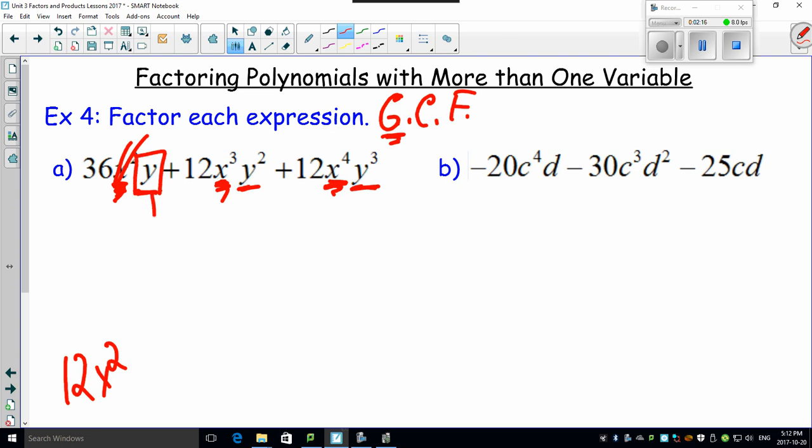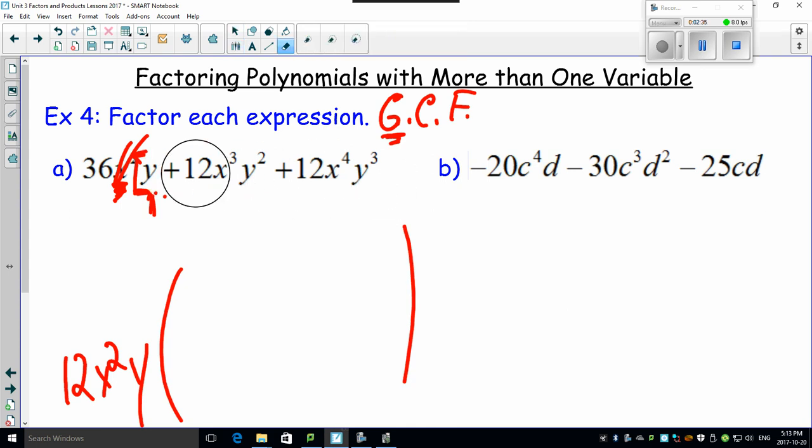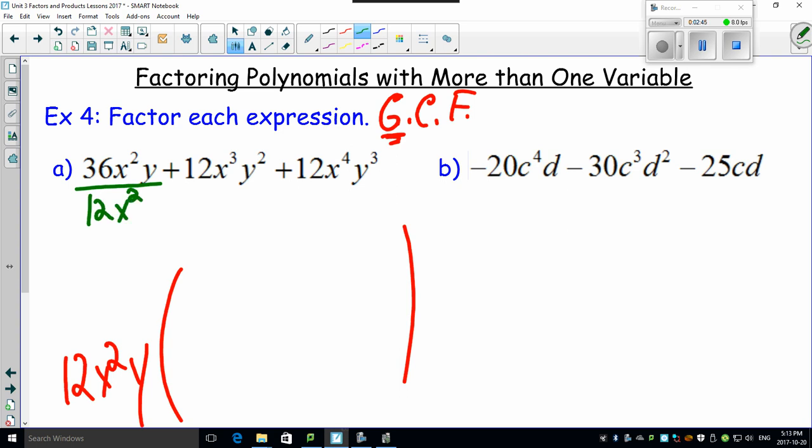You can't take out 2 from here, right? You can only take out 1 from here. So take out 1. Take out 1. Take out 1. So guess what? Your GCF is 12x squared y. That's your greatest common factor for this whole mess. Now, let's clean this up again. Remember what GCF means. GCF means to divide out of each one your greatest common factor.